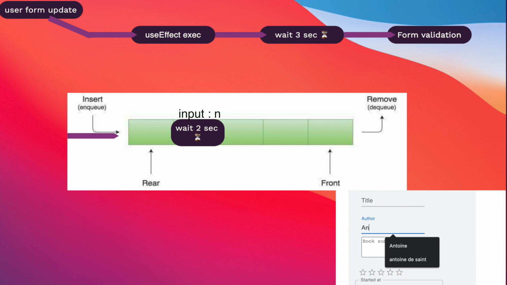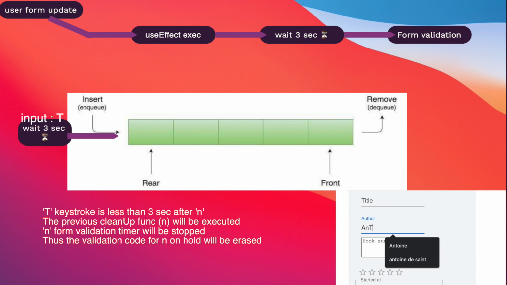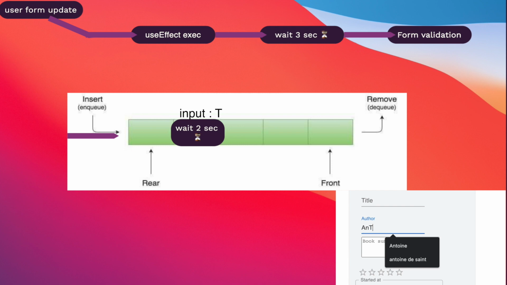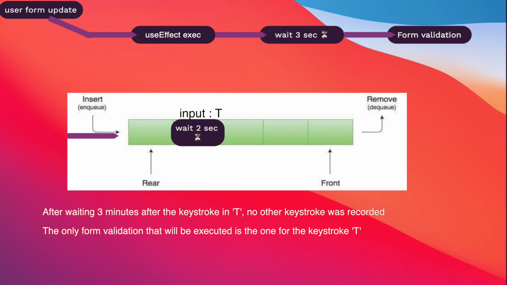If the user types another letter before the end of this timeout, the same thing will happen. The execution linked to the letter N will disappear, and a new one will get added to the rear of the queue.